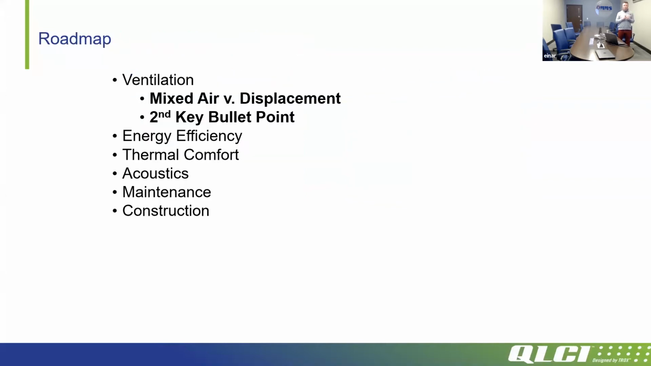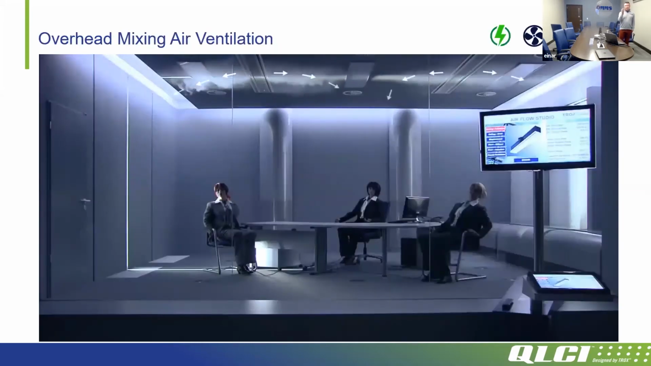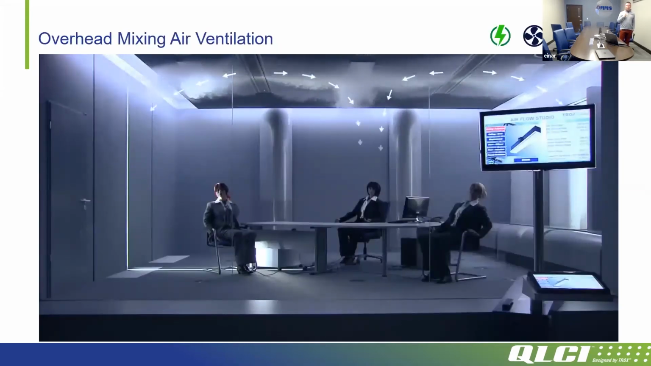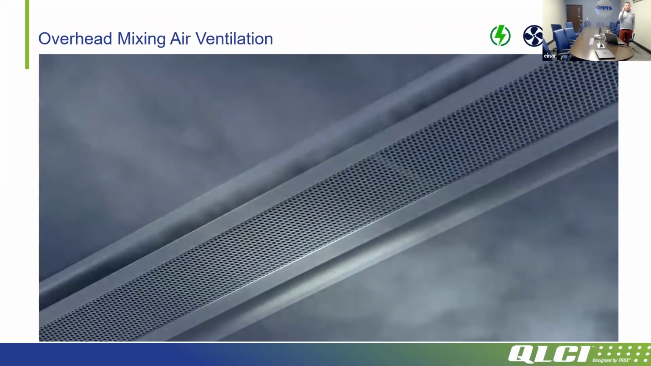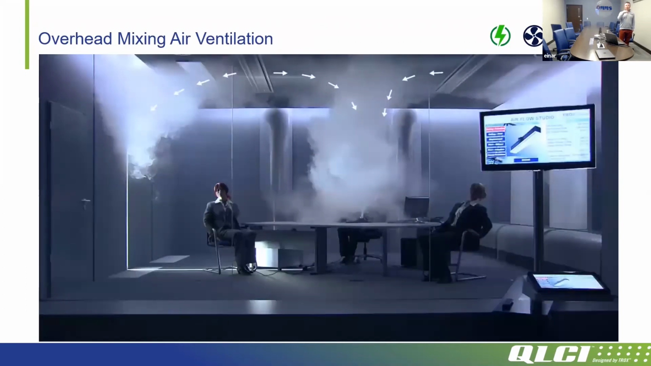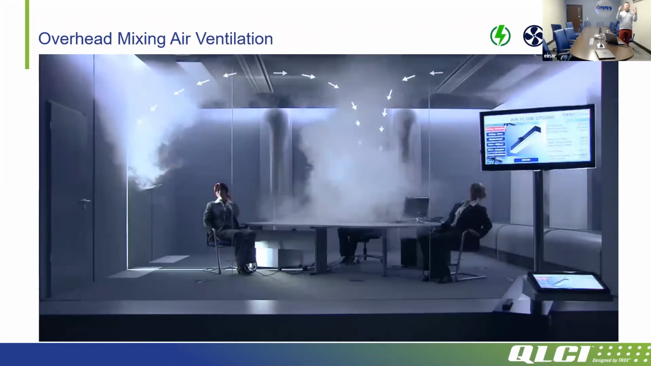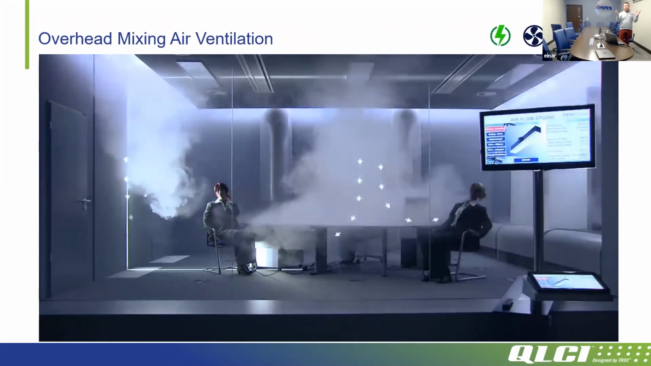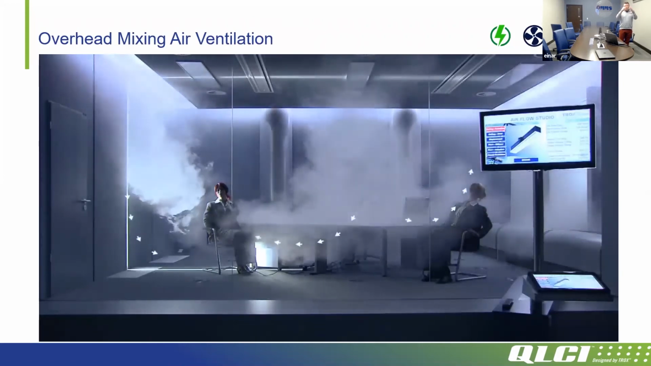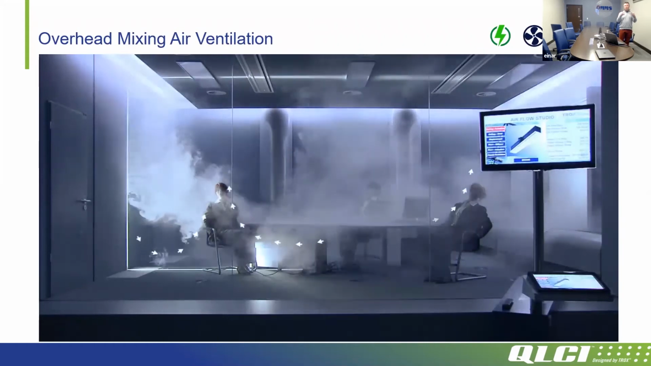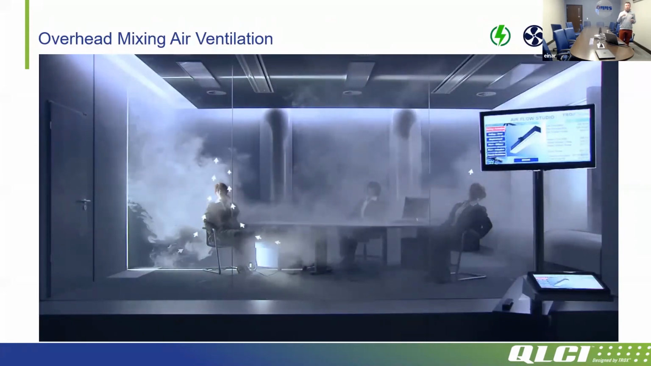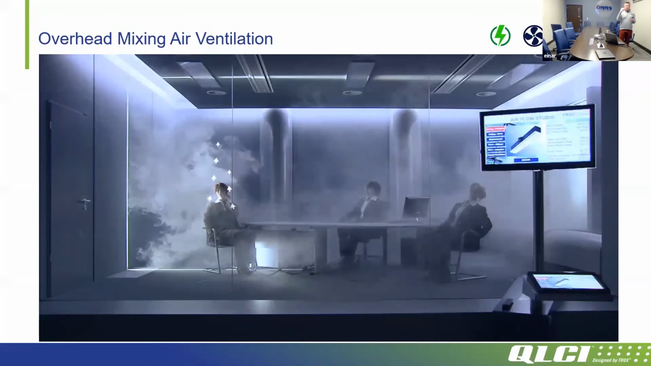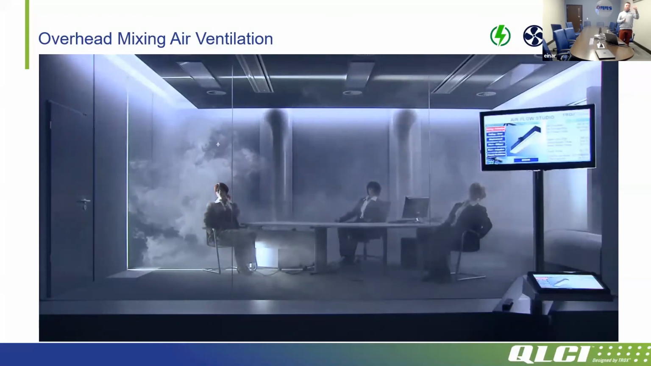Key bullet point number 2 related to that is the differences between mixed air versus displacement. Here's a smoke video from our lab showing high velocity air being delivered high in the ceiling diffuser. This is a mixed air system. It's churning the room. You can see it's suppressing contaminants. The goal of a mixed air system is to create a uniform environment, floor to ceiling, both in temperature as well as contaminant.